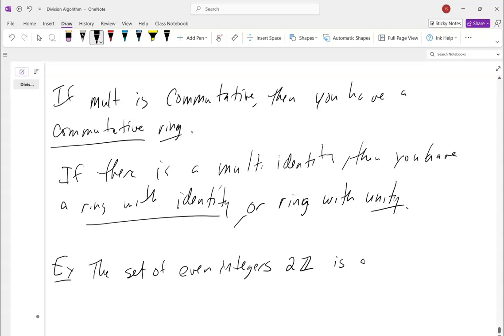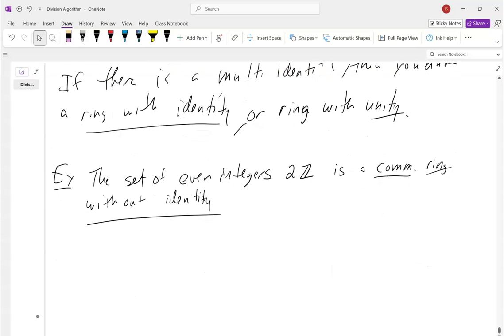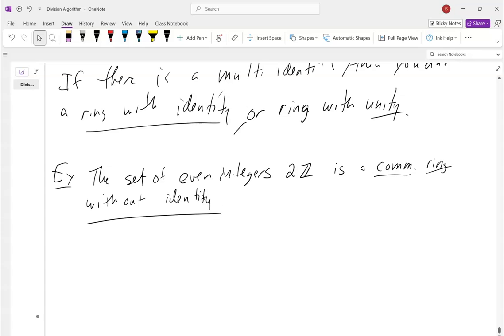This is a commutative ring without identity. You don't really have to underline it. It's a ring, but it also satisfies commutativity, but it does not have an identity.